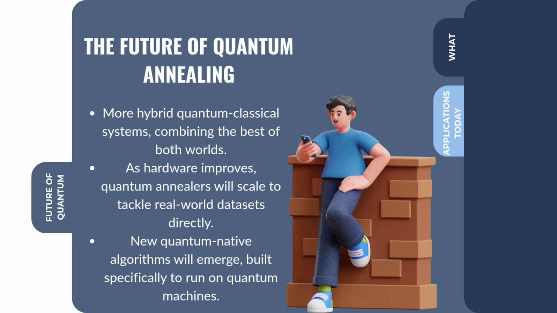Looking ahead, the future is exciting. We'll see more hybrid quantum and classical systems combining the best of both worlds. As hardware improves, quantum annealers will scale to tackle real-world datasets directly, and new quantum-native algorithms will emerge, built specifically to run on quantum machines. So, quantum annealing isn't just theory. It's already changing how machine learning works, and there's much more to come.